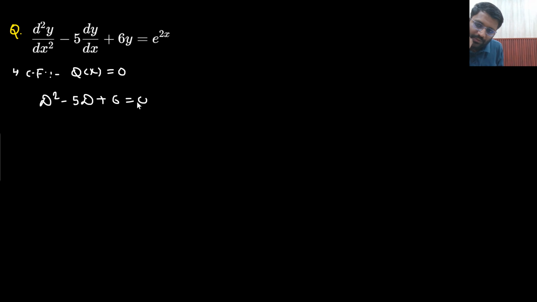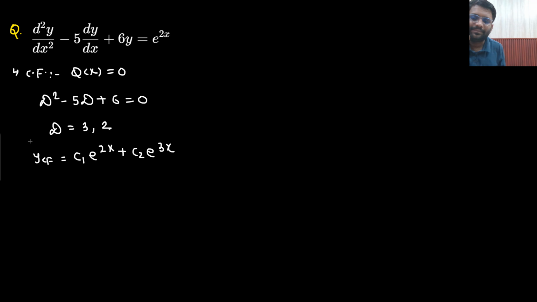In this case we will check CF and PI, both we need to calculate. So, sir, first I will calculate the CF. When I calculate CF, what I will do? Q of x equals 0. My auxiliary equation is D squared minus 5D plus 6 equals 0. When I solve it, I will get 3, 2. That means my CF will come out to be nothing but C1 e to the power 2x plus C2 e to the power 3x. This will be the CF I will be getting.